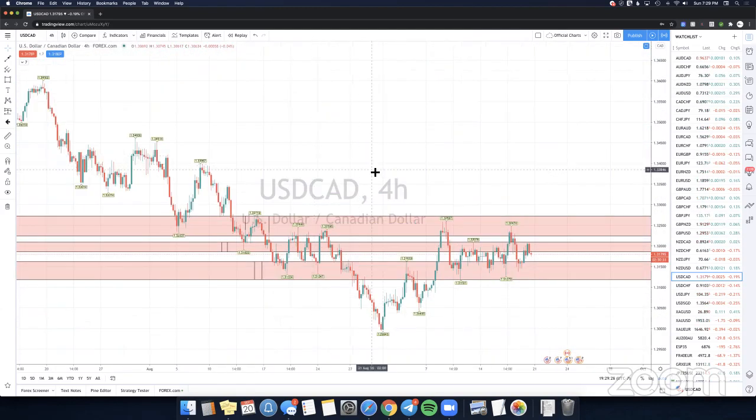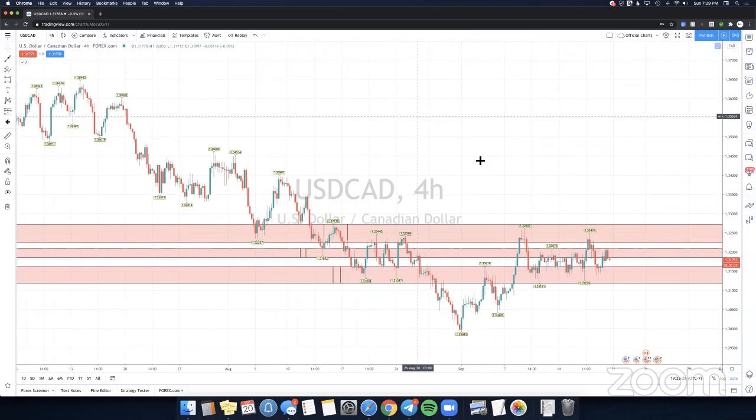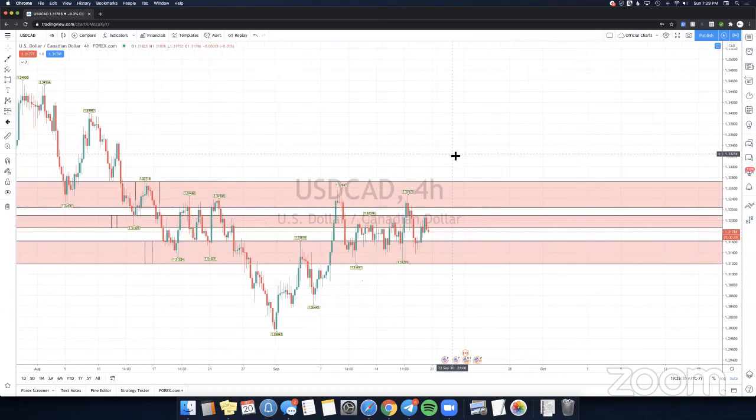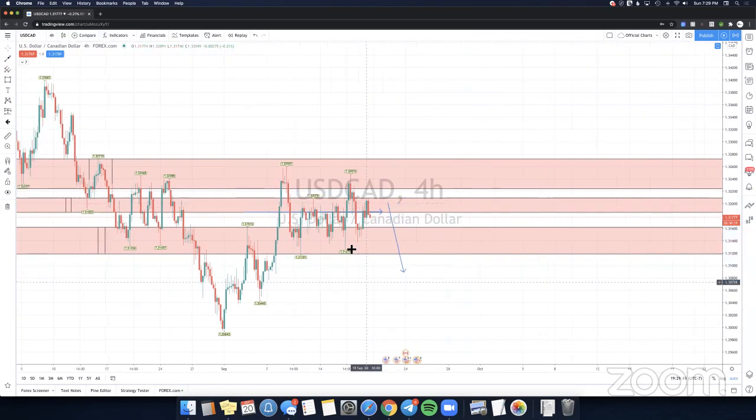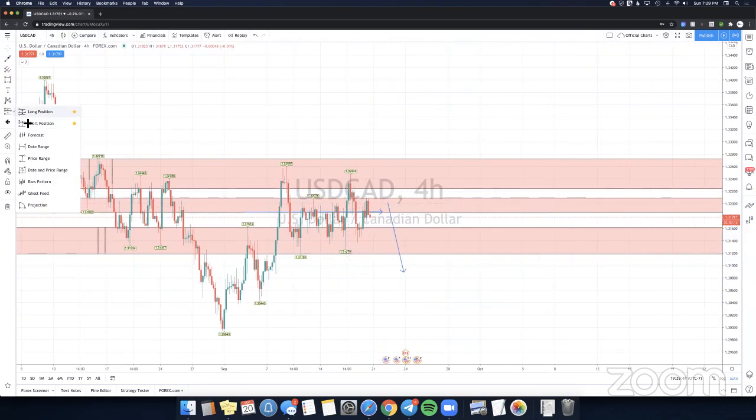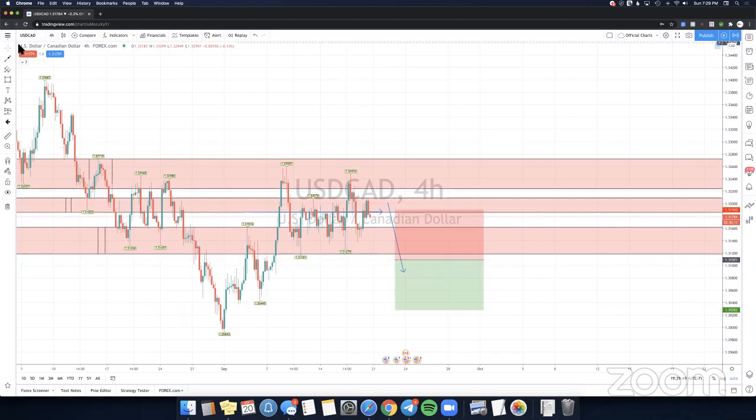It's kind of a messy pair because UCAD normally consolidates a lot of the time anyways, and it moves slow. So right here, it's so clear that it's just consolidating going sideways. So I would wait for this to break below this zone right here, and then I would take a sell. Or in the opposite, I would wait for it to break above here and take a buy.